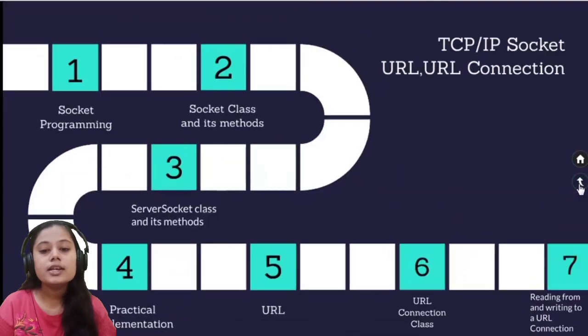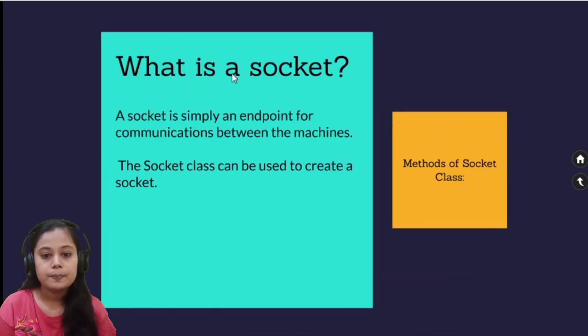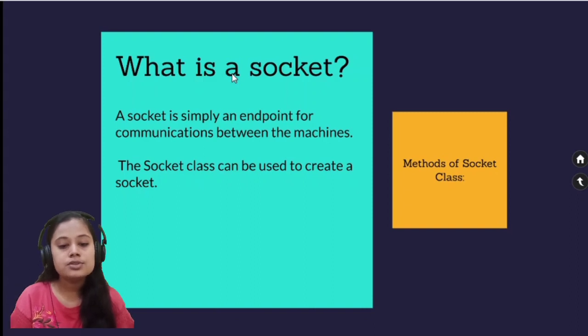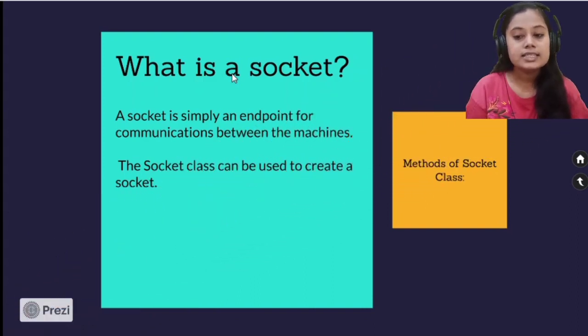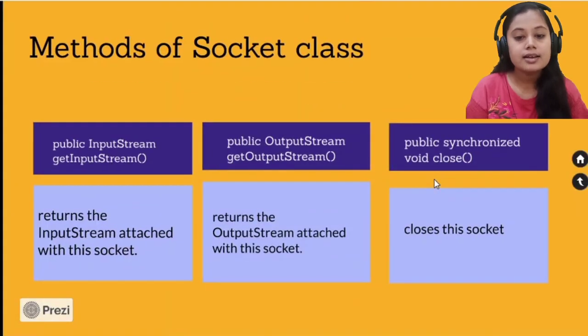Now, we have seen what socket programming is, so let us see what a Socket class is and its methods. A question comes to our mind: what is a socket? A socket is simply an endpoint for communication between two machines. The Socket class can be used to create a socket. Now let us see the methods of the Socket class. There are three methods: public InputStream getInputStream(), public OutputStream getOutputStream(), and public synchronized void close().